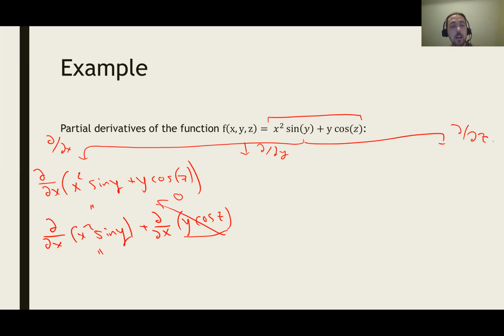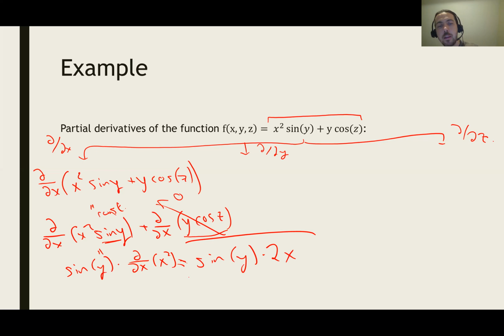Whereas on the other side, again, we're taking the partial derivative of x squared times sine y. Sine y is also a constant from the point of view of x, and so we can pull it out. So this is the same as sine of y times the derivative with respect to x of x squared. And that's a familiar derivative. The derivative of x squared is 2 times x. So this is sine of y times 2x. So this is the formula for the partial derivative with respect to x of this function on top.